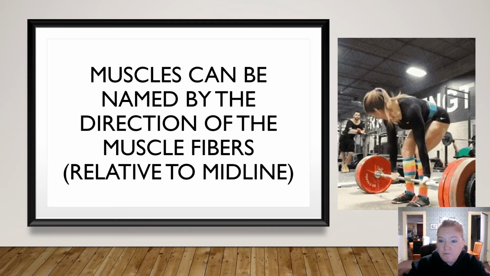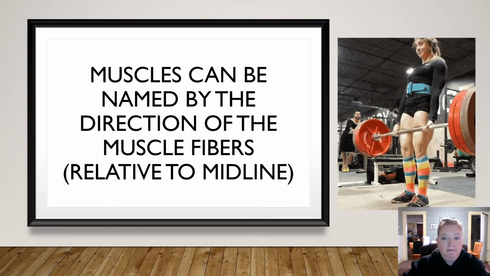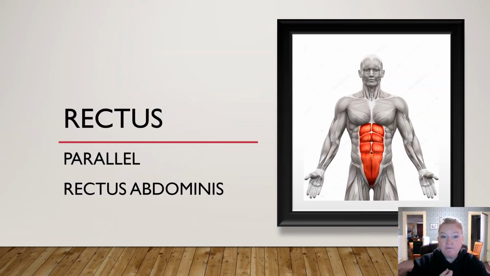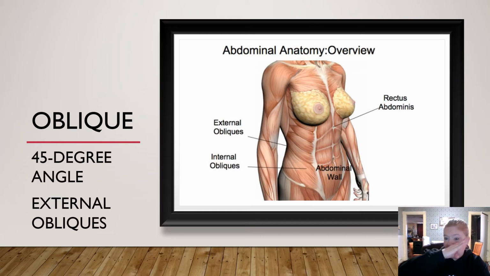Muscles can be named by the direction of the muscle fibers relative to midline, okay? So we have rectus, that means parallel. So rectus abdominis, your 6-pack, is parallel to that midline. Transverse means perpendicular. So the transversus abdominis goes perpendicular to that midline. Oblique is at an angle, roughly a 45-degree angle. So the external obliques along the lateral side of your abdomen are at an angle.